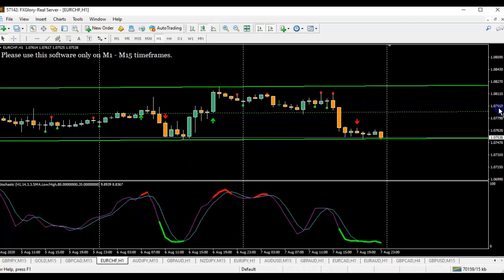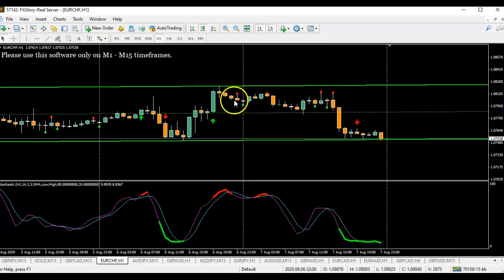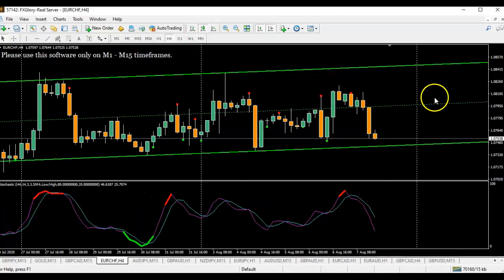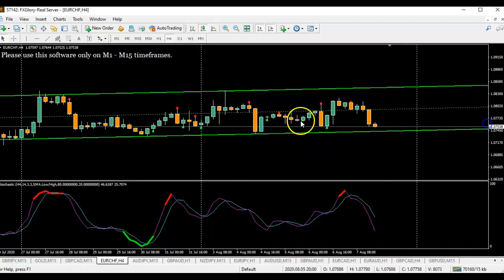price. So if we look at the 1 hour chart, obviously the Euro Swiss is in a holding pattern. It's just consolidating for the past 3 days. So I'll switch to the 4 hour chart, see if that chart looks any different. And it doesn't. It's essentially the same.